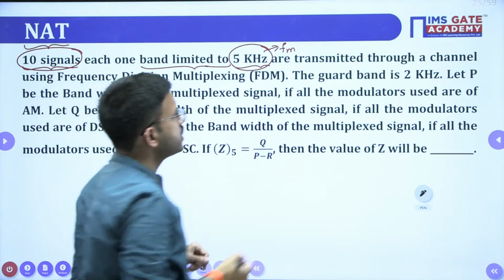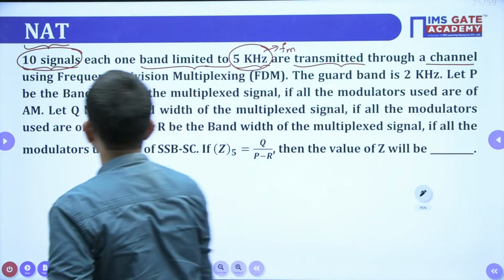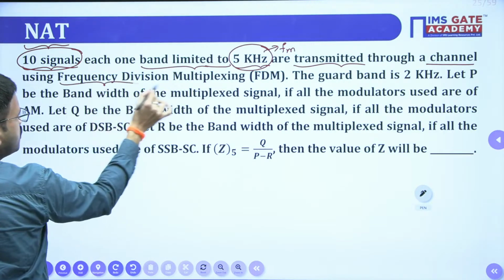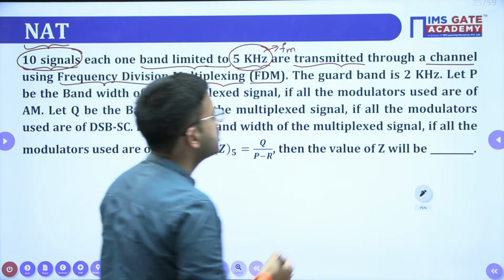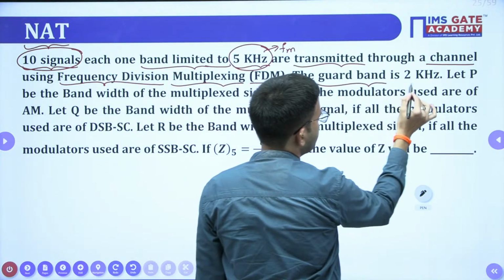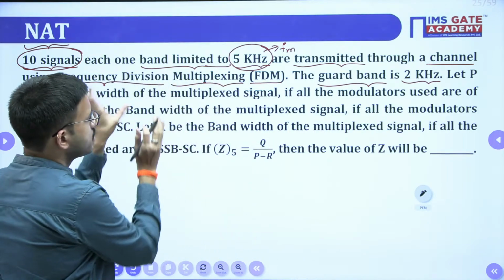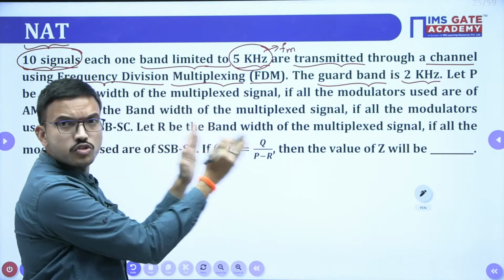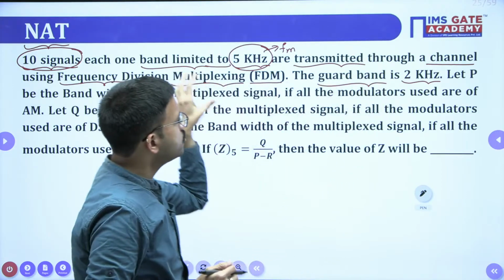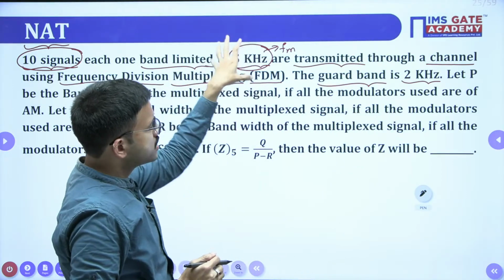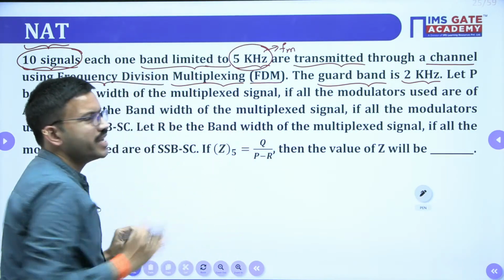All these 10 signals are transmitted through a channel using frequency division multiplexing, that means FDM. And they have mentioned the guard band is 2 kHz. Guard band means between two frequency spectrums, we will keep some band of frequencies, where we won't put any signal, like a buffer, just to avoid any interference.